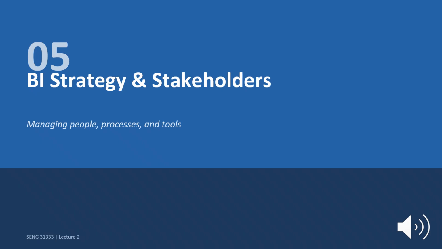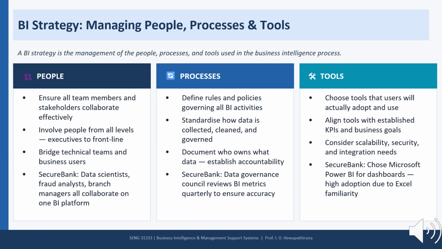Having the right technology is only part of the equation. Successfully implementing BI requires managing the people, processes, and tools that surround it, and understanding who the stakeholders are and what role each one plays. A BI strategy is the management of the people, processes, and tools used across the entire business intelligence program. All 3 pillars must be aligned for a BI initiative to succeed.